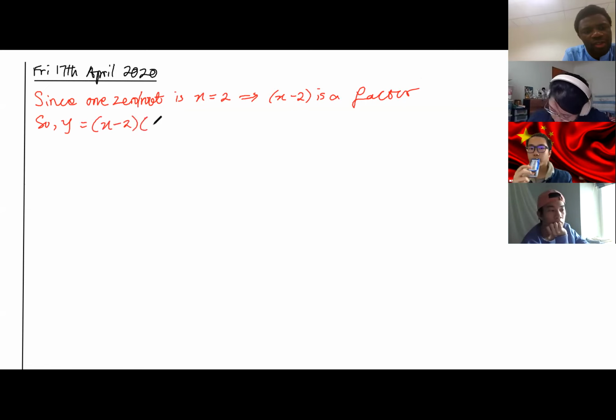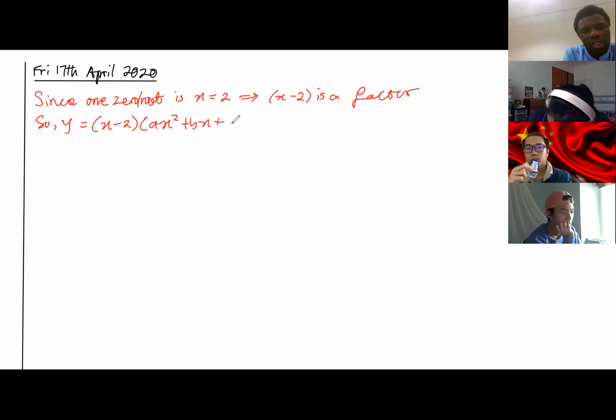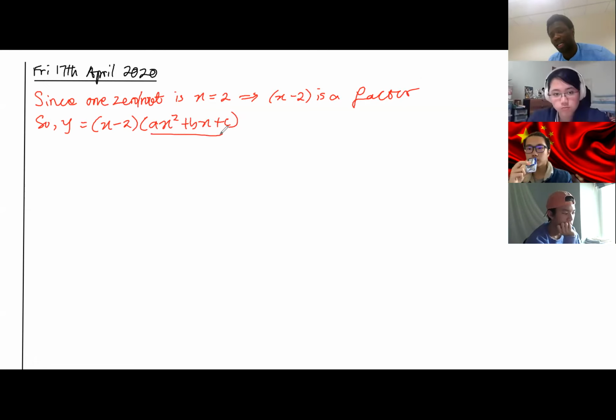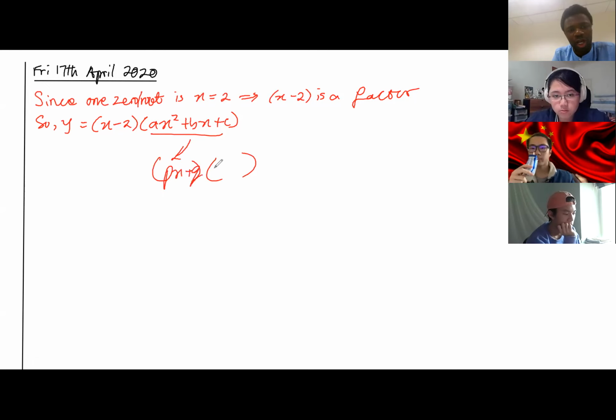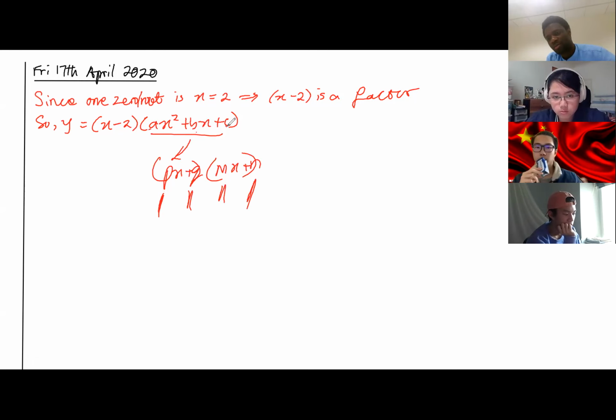Then you'll be given ax squared, because the other will be quadratic. So we don't know if this quadratic is factorizable or not. We don't know that, and we shouldn't care right now. If it is factorizable, then it ends up becoming 2 other factors, maybe px plus q and mx plus n. Now here you will need to figure out 4 variables, but here you only need to figure out 3 variables.